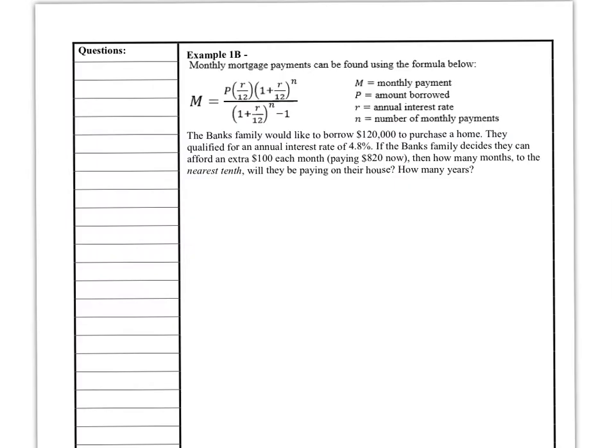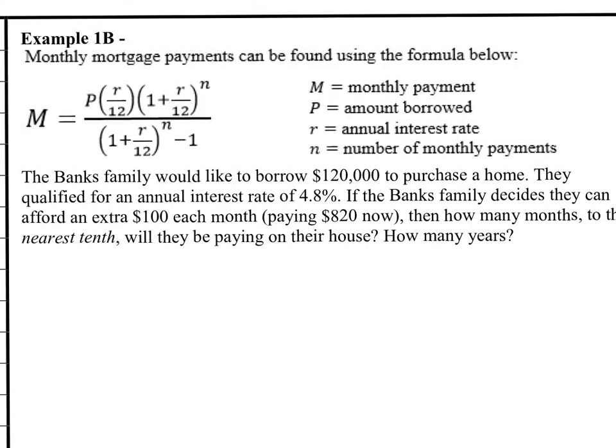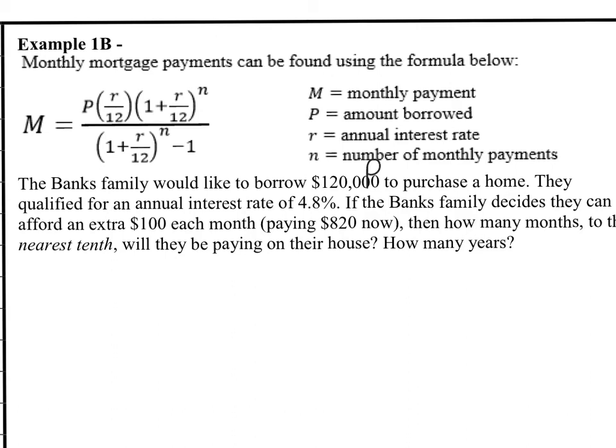Okay, we're going to jump into the same style problem that we just did, except now we're going to ask ourselves the question of the Banks family deciding they can afford an extra $100 each month. That's the key here. So what happens when you pay just an extra $100 per month? Let's go through and label everything. The amount to borrow is going to be your P, amount borrowed, 120,000. Your 4.8% is going to be your R, annual interest rate. You have to divide by 100, of course. And the monthly payment, M, is now going to be 820.